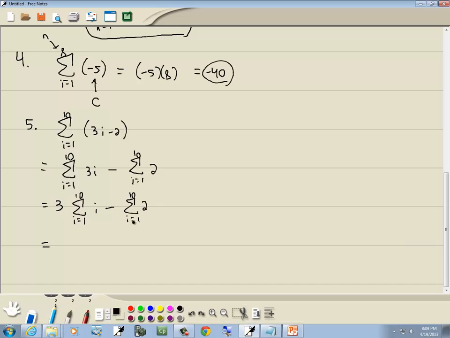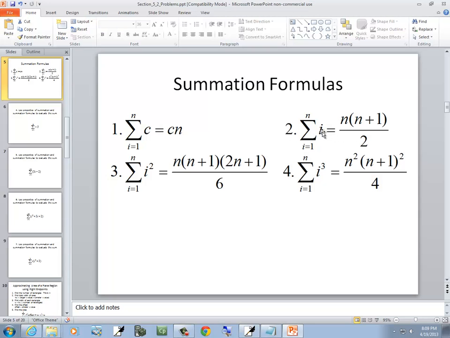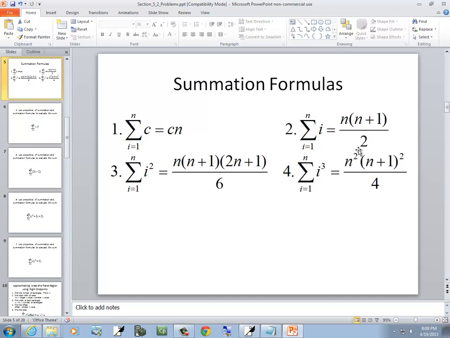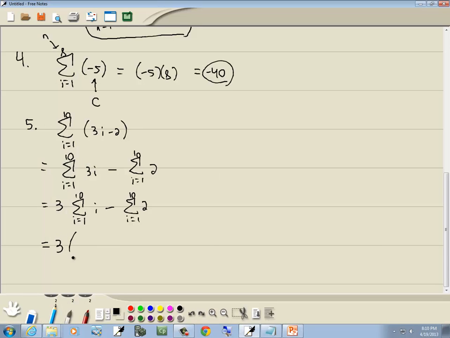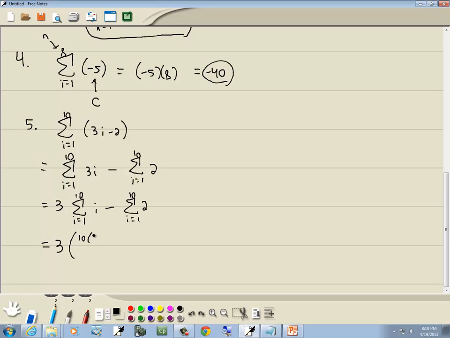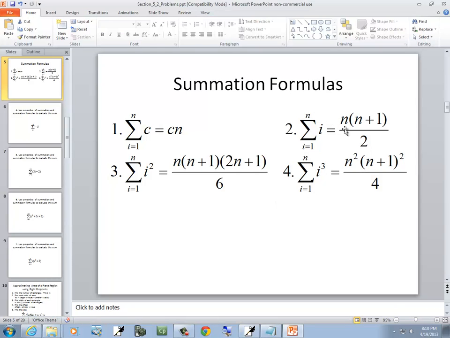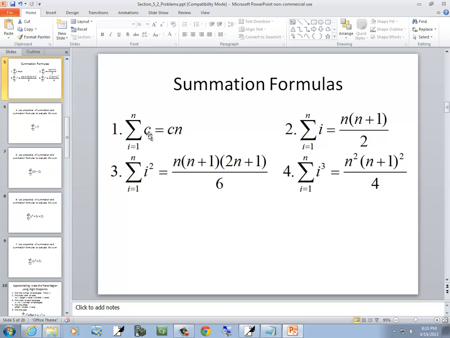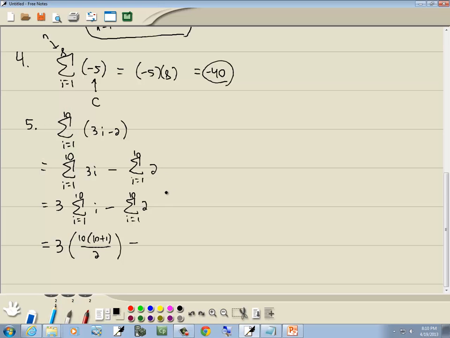Okay. Our first one, the i. Here's our formula for i. Now n is the number up there, so in this case our n is 10. And the formula says n times n plus 1 over 2. So the 3 stays there, and n is 10, so we're going to have 10 times 10 plus 1 over 2. So again, just plug my n into the formula. Minus, and we got the summation of a number. That's property 1, and we take the number times n. n is again 10, so we're going to take 2 times 10.